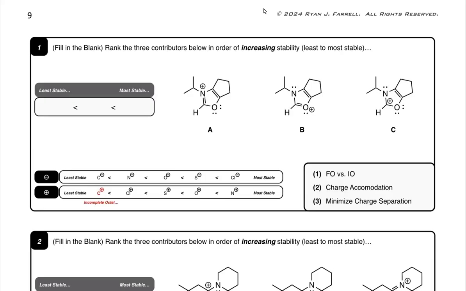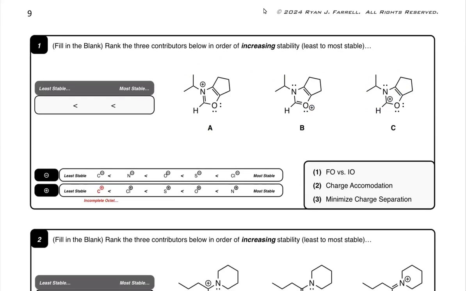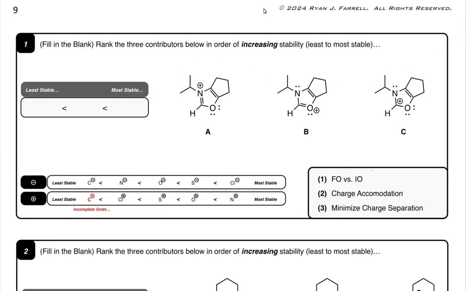All right, everyone. In this video, we are going to talk about the rules for gauging resonance structure stability. So let's say that you're given a few contributors and you're asked to rank those from least stable to most stable. The first thing that we want to gauge is if atoms are full octet or incomplete octet. The ideal is having full octets.